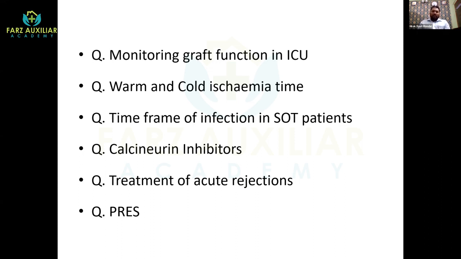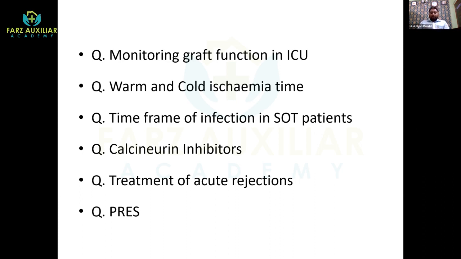Next is the time frame for different types of infection in solid organ transplant patients. Keep in mind that in the initial first 7 days, the chances of local infection are highest, like intraabdominal infection for liver, and mediastinitis in case of lung or heart transplant. And during the hospital stay, the chances of MDR organisms are very high.